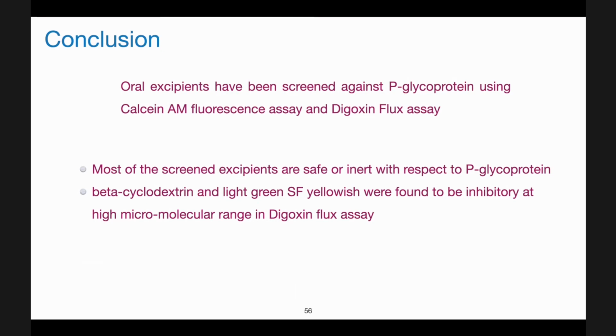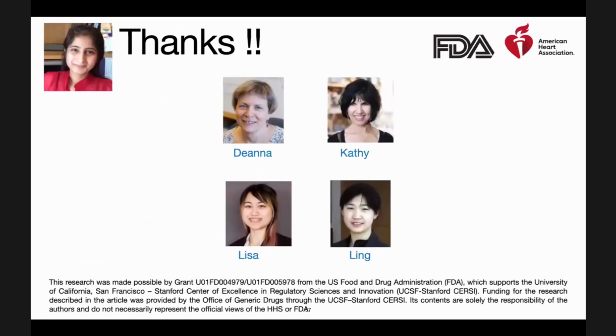And most of the screened excipients are safe or inert with respect to P-glycoprotein. However, beta cyclodextrin and light green SF yellowish were found to be inhibitory at high micromolar range in the digoxin flux assay. This information can also help generic companies develop new drugs at cheaper rates.